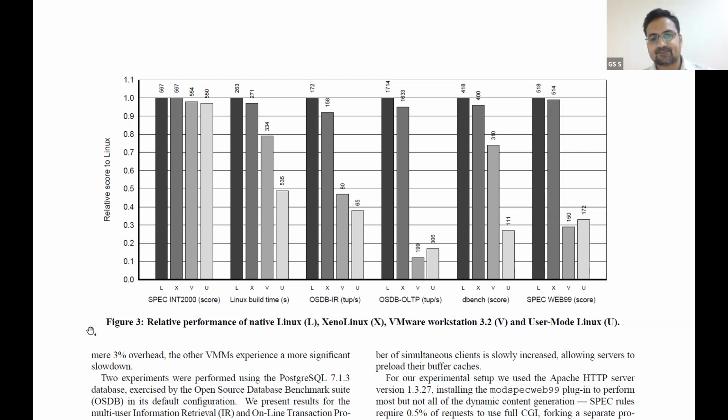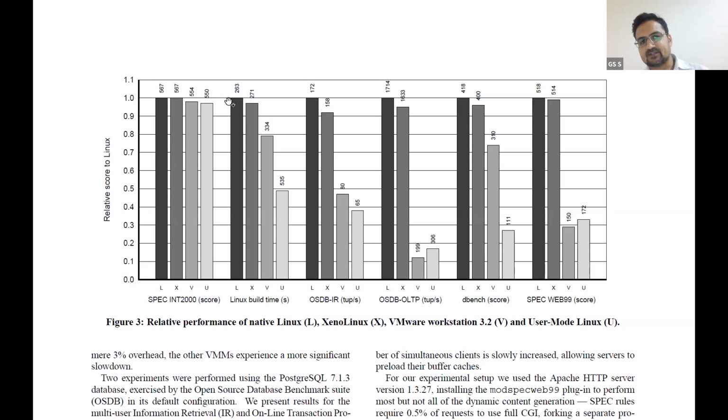So Linux build time, OSDB, this is a database benchmark. OLTP, this is also a database benchmark for transactions. Dbench is a free database benchmark, and Web99, this is a web server benchmark, again from SPEC. So SPEC is not free. You need to buy the licenses. Otherwise, others are free. You see, according to them, Xen is having a very good score, and it is comparable to a normal Linux, a native Linux.